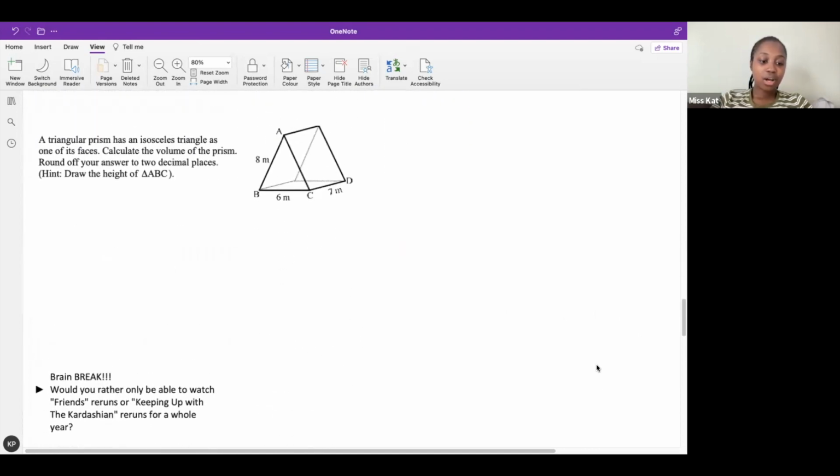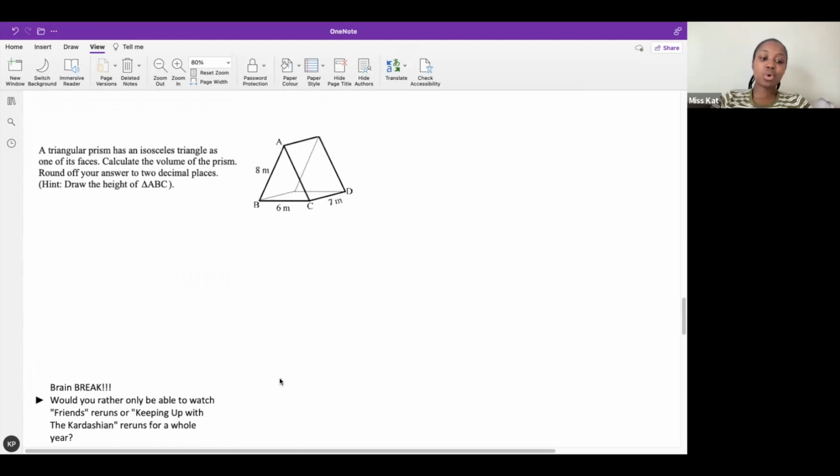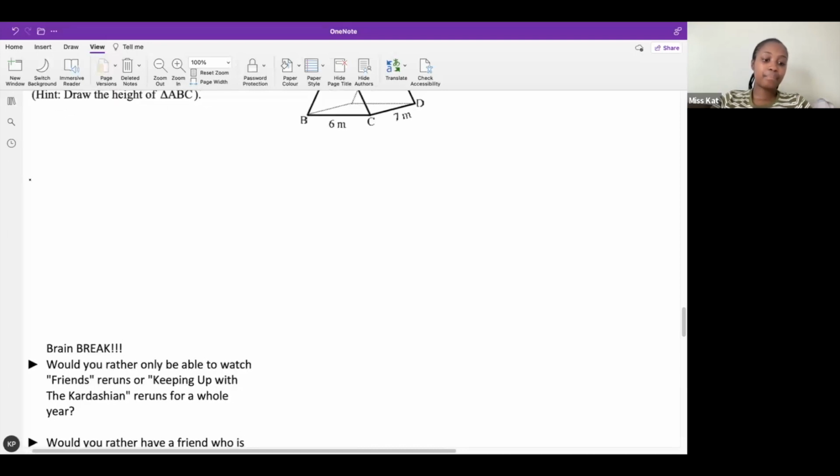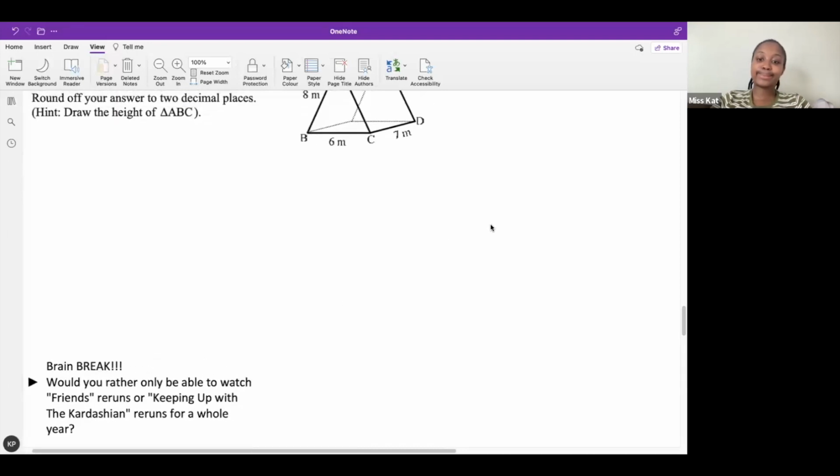There we go. Would you rather only be able to watch Friends or only be able to watch Keeping Up with the Kardashians for a whole year? You can only watch one show. Which one would you choose? Friends. Friends. Yep. If I'm being honest, I'd also choose Friends. I'm curious to see who would choose the Kardashians. Okay, Tando has already chosen Kardashians.